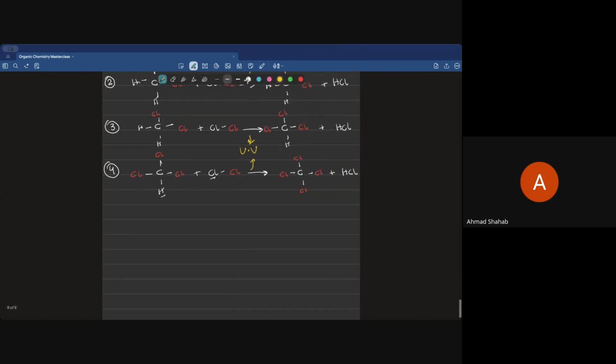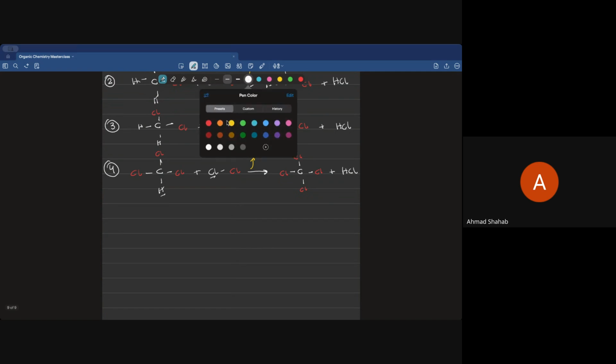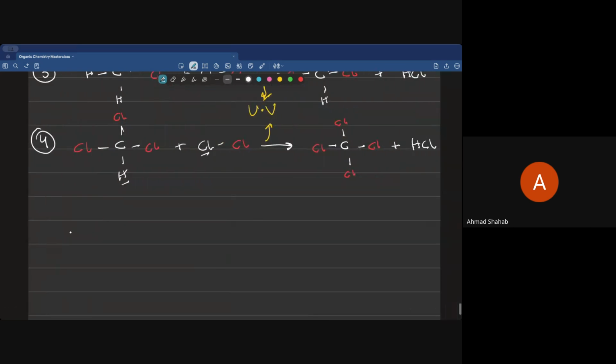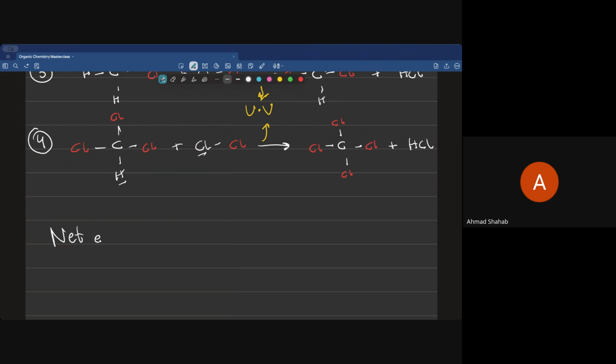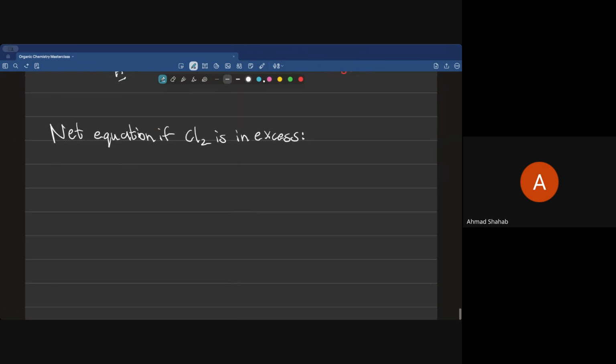So if I want to write the net equation, if I skip the middle steps and say, okay, the net equation for this reaction, if chlorine is in excess, that is something that shows up in the exam quite a lot. It wants to see if you know how excess actually works.